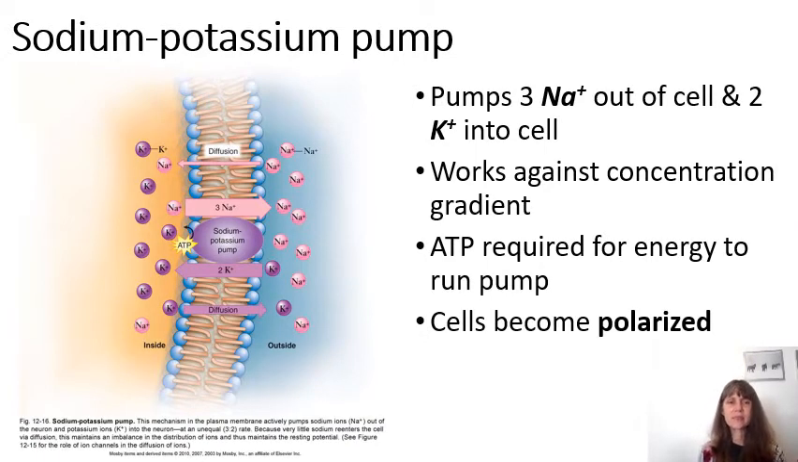The sodium-potassium pump maintains a higher concentration of sodium on the outside of the cell and a higher concentration of potassium on the inside of the cell membrane because it pumps out 3 sodium ions against their concentration gradient while pumping in 2 potassium ions, also against their concentration gradient. This requires energy in the form of adenosine triphosphate.